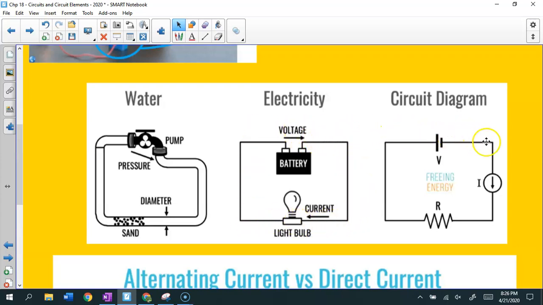Now, as a diagram, here's what that would look like. You would show a battery with that symbol. You would show current with the symbol over here. And then you would show what is called a bulb or a resistor with this symbol over here.